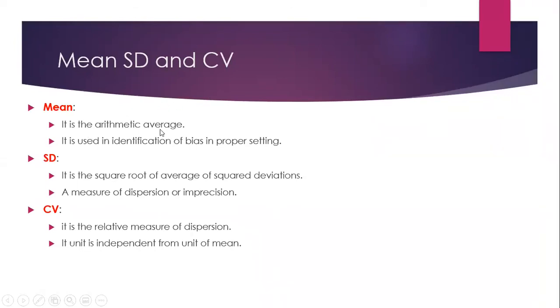Mean is the arithmetic average. It is used in identification of bias in a proper setting. Standard deviation is the square root of the average of squared deviations. It is a measure of dispersion, or a measure of imprecision in the case of a clinical laboratory. Coefficient of variance is the relative measure of dispersion. Its unit is independent of the unit of the mean.